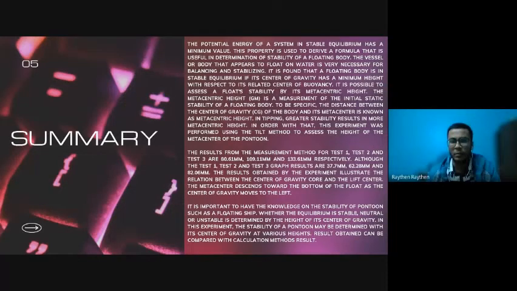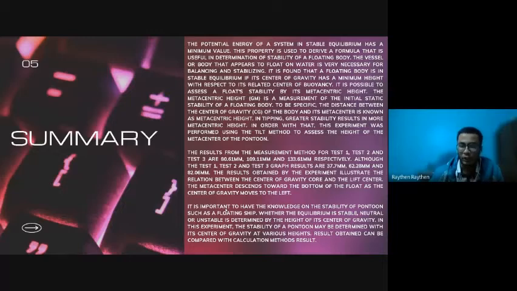In order with that, this experiment was performed using the tilt method to assess the height of the metacenter of the pontoon. The results from the measurement method for test 1, test 2, and test 3 are 80.61 mm, 109.11 mm, and 133.61 mm respectively. Although the test 1, test 2, and test 3 graph results are 37.7 mm, 62.28 mm, and 82.06 mm. The results obtained by the experiment illustrate the relation between the center of gravity core and the leaf center. The metacenter descends toward the bottom of the float as the center of gravity moves to the left.